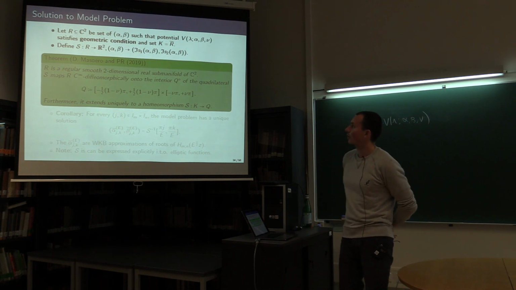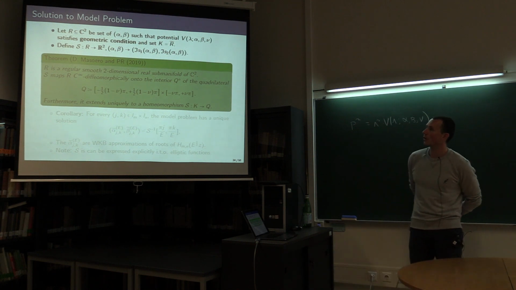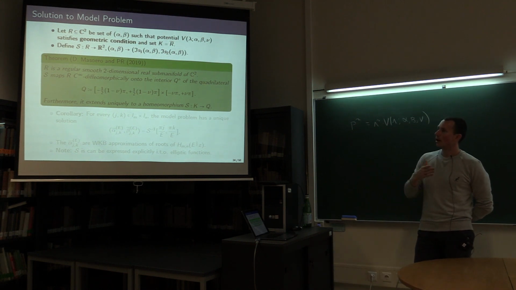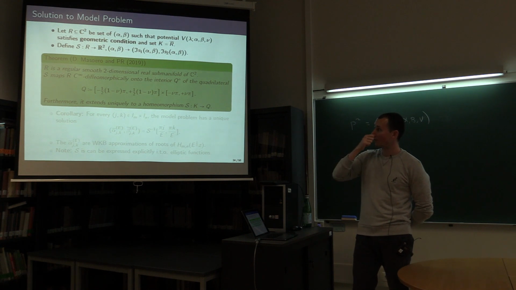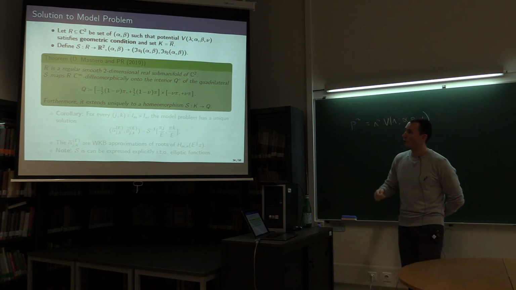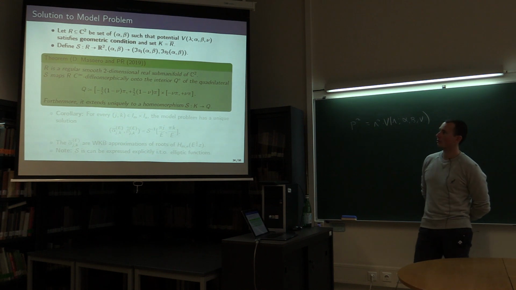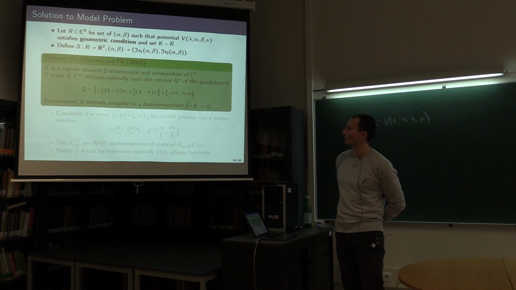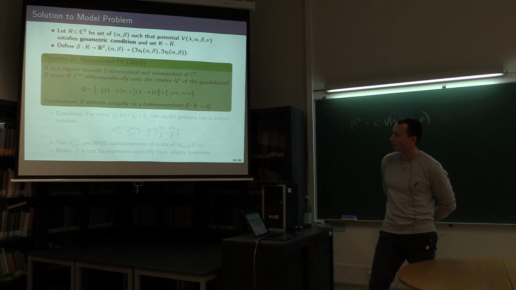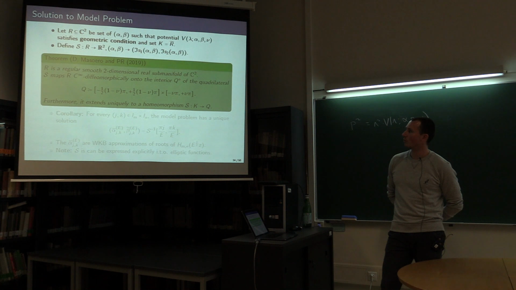And then one of the results we obtain is that R is a regular smooth two-dimensional real submanifold of C2, and the mapping S maps R diffeomorphically onto the interior of this quadrilateral you see here. And we have a unique extension of this mapping S from K to the quadrilateral. So we have an extension to a homeomorphism S from K to Q.